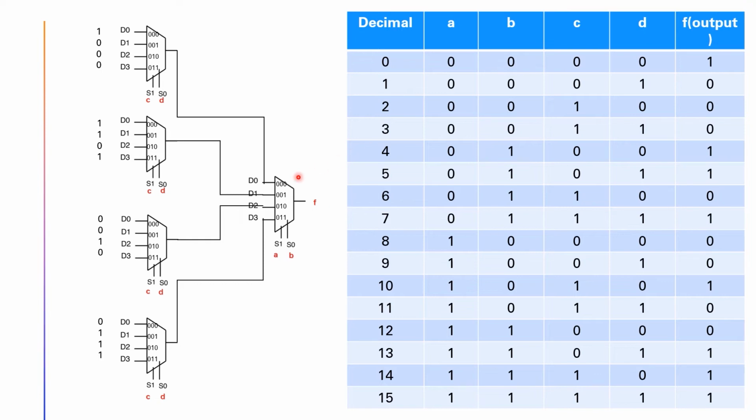For example, if we select the bits a, b, c, and d equal to 0, from here we can see the output will equal 1. For the next case, if the variable d equals 1, we know that the data 1 here will be selected, and the output will equal 0.